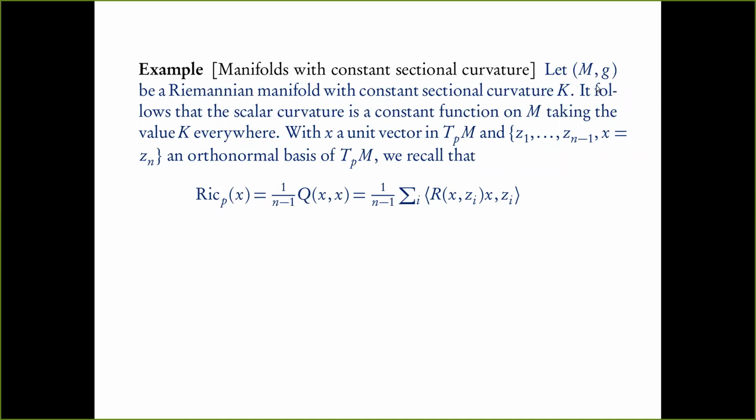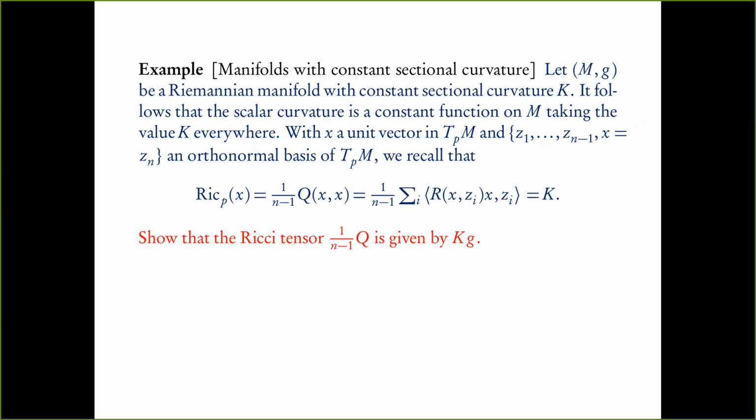So here in the sum, although i runs from 1 through n, the only non-zero entries will come from i running from 1 through n minus 1, because when i is equal to n, x is equal to z_n, so R of z_n is 0 by skew symmetry. So there are really n minus 1 non-zero terms here, and each of the n minus 1 sectional curvatures is k. So this is again going to be k, correct? We're adding n minus 1 copies of k and dividing by n minus 1. So the Ricci curvature is also a constant, meaning for every unit vector at P, the Ricci curvature is k.